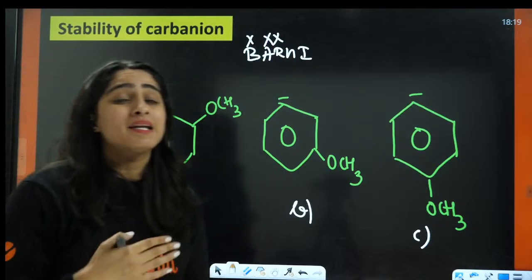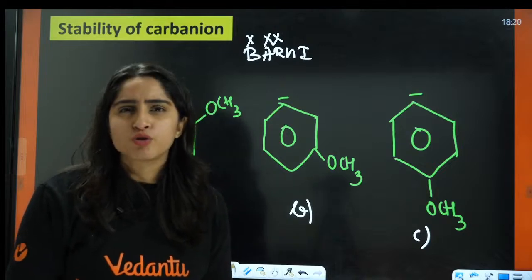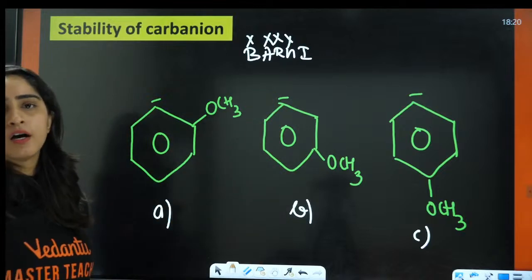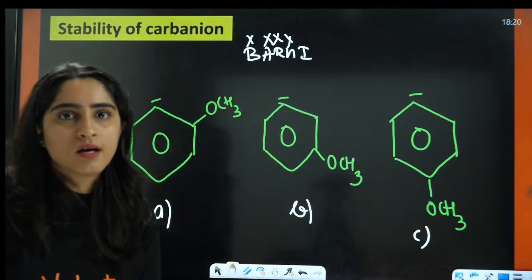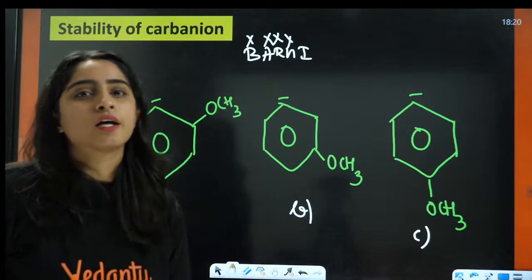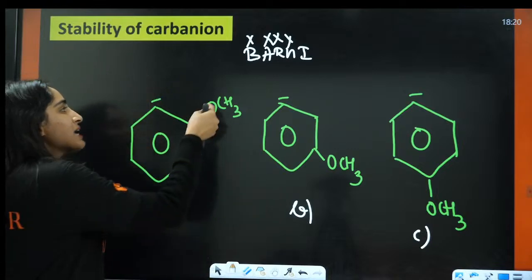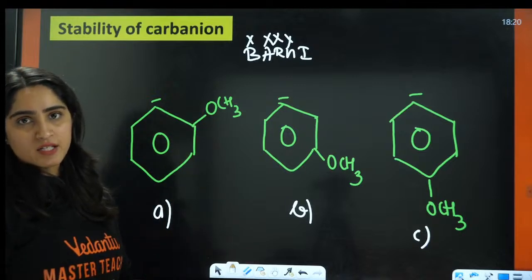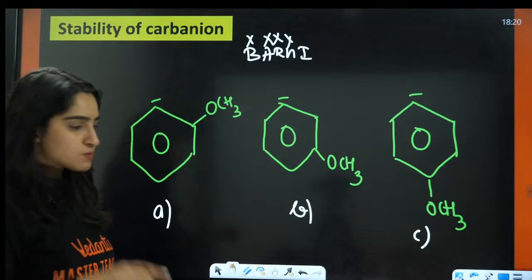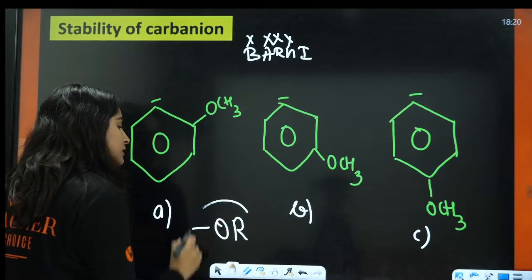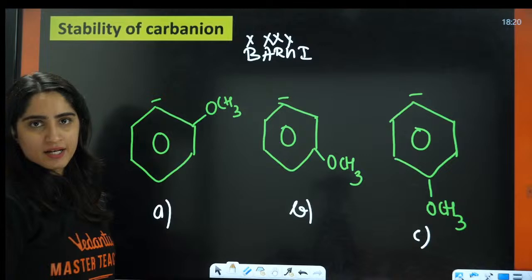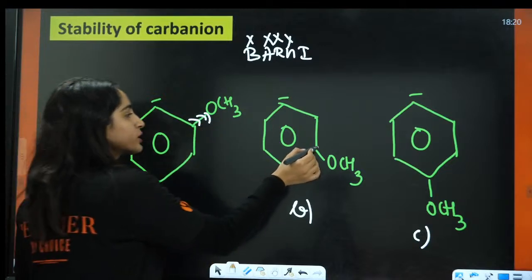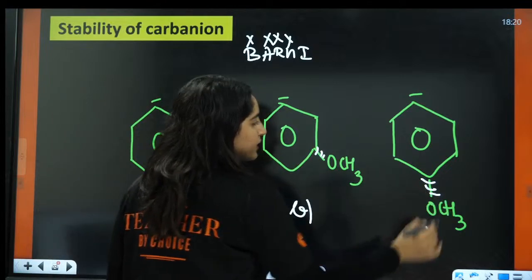When we talk about carbanion, how can we talk about hyperconjugation? No hyperconjugation in case of carbanion. Only factor will be inductive, right? The factor here will be inductive effect, right? As this oxygen has minus I effect, because this is basically OR. So we know that OR has minus I effect. This oxygen is electronegative, so it will take away the electrons.